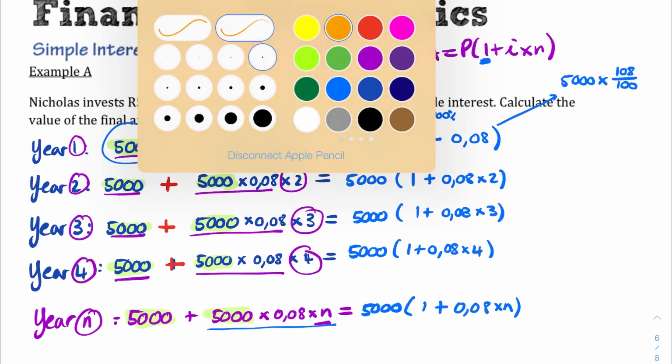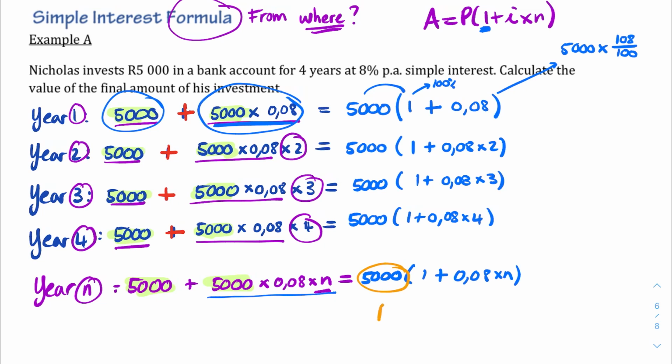Can we see where this formula comes from? What does the 5,000 represent? Well, that was my initial investment, P. We're always going to be able to take a common factor of the principal value out. So we're always going to have a 1. The 0,08, well, that was my interest rate, which now we use as the letter i. And then we're always going to see that we add n lots of that interest. And all of this will give me my total accumulated or accrued value. So I hope that was interesting. You'll never have to be able to prove it to me, but you should always wonder to yourself, where do these formulas come from?